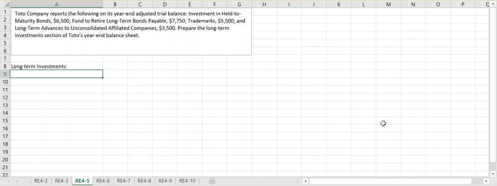So we're going to start off with our investments in our held-to-maturity securities. So this would be when we purchased these bonds as the bondholder. In order to classify them as held-to-maturity bonds, we have to have the intent of holding on to those bonds until they actually hit their maturity date.